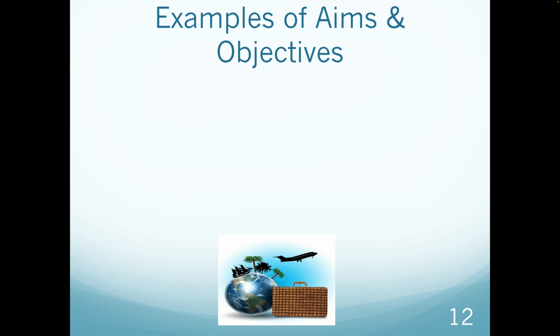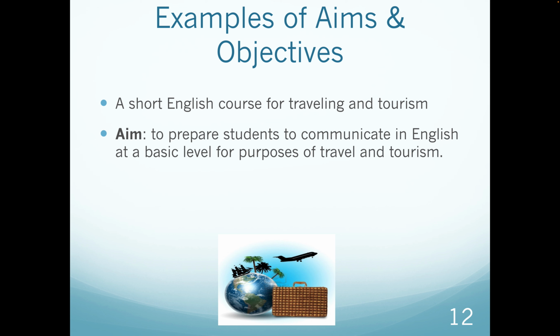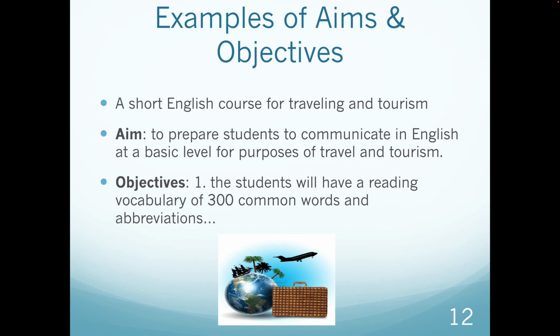Okay, let's take some examples of aims and objectives from different courses. This one is a short English course for traveling and tourism, and you have presented several syllabi for traveling and tourism, so you can see whether you can also work on revising your aims and objectives for the syllabus. So, number one, we start with the aim. The aim states the following: the aim of this course is to prepare students to communicate in English at a basic level for purposes of travel and tourism. So it shows there is a change from one situation to another, although it is not specific, right? But the objectives are even more precise.